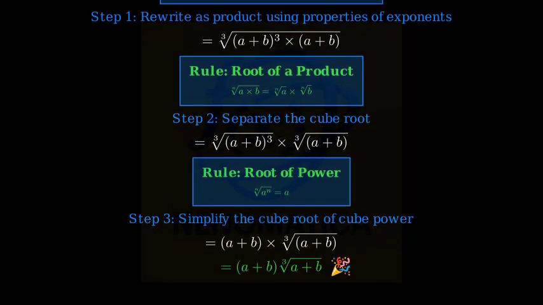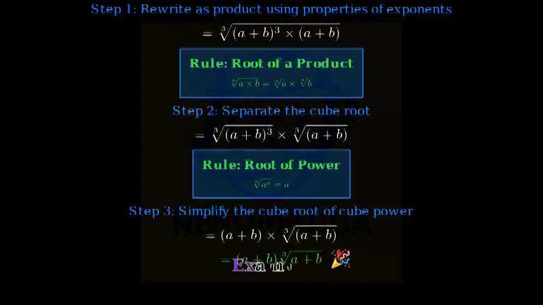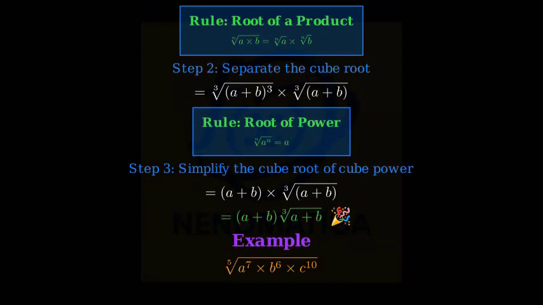The cube root of a plus b to the fourth power equals a plus b times the cube root of a plus b. Let's move to our second example. We need to simplify the fifth root of a to the seventh power times b to the sixth power times c to the 10th power.